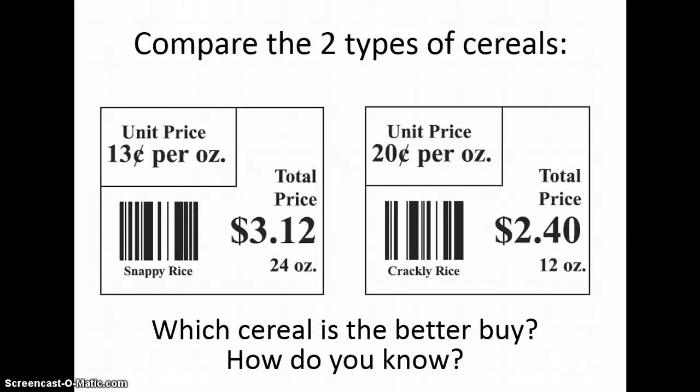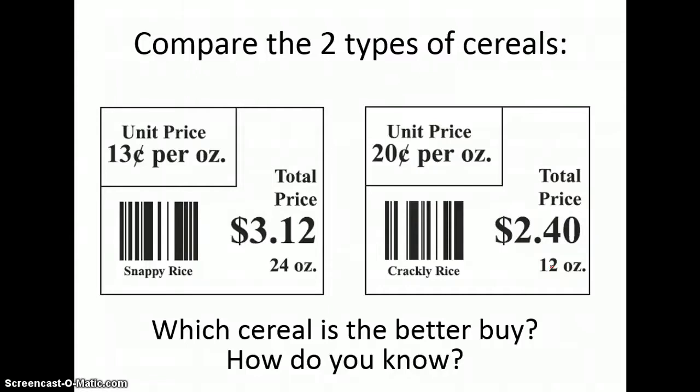So let's compare these two types of cereals. We saw some of these pictures in class of what you might see at a grocery store. The first cereal, Snappy Rice, is $3.12 for a 24-ounce box, whereas Crackly Rice is $2.40 for a 12-ounce box. There are two different amounts of cereal in each box, but I still want to know which one is going to give me the better buy. Which cereal is the better buy, and how do you know?